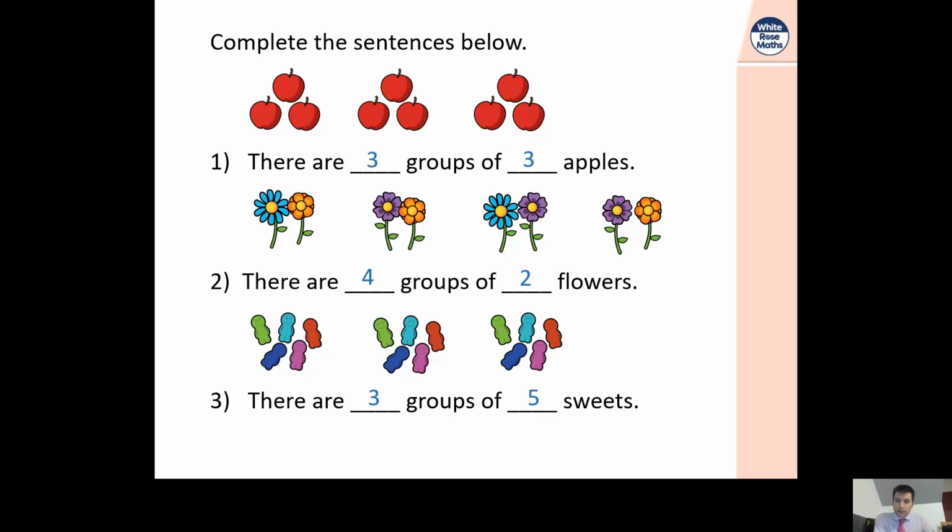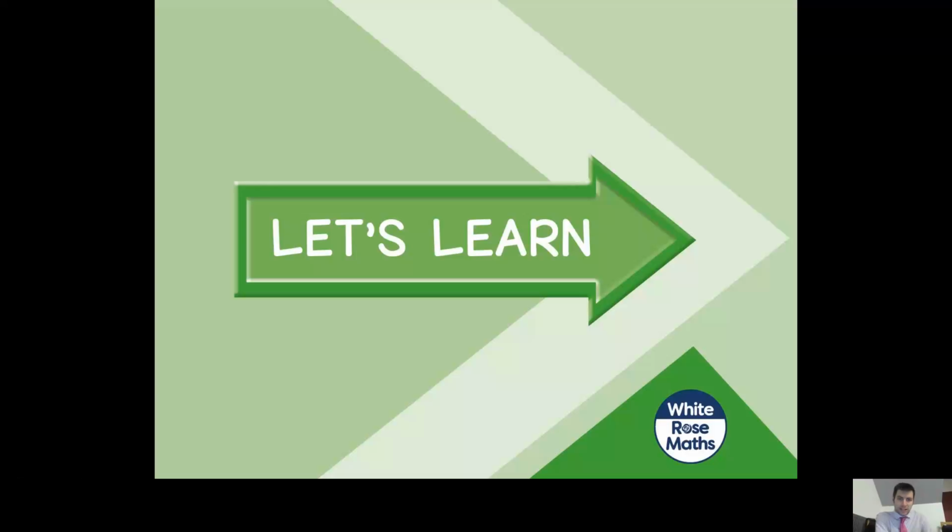If you pause the video whilst you do that, if you're not sure. And now we're back playing. You can see that there are 4 groups of 2 flowers and there are 3 groups of 5 sweets. Tasty stuff. Okie dokie.